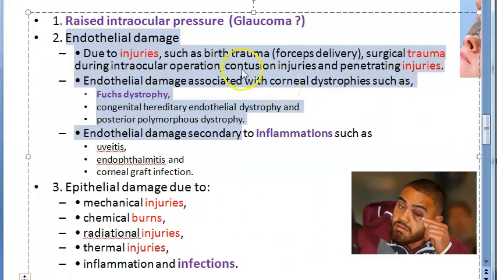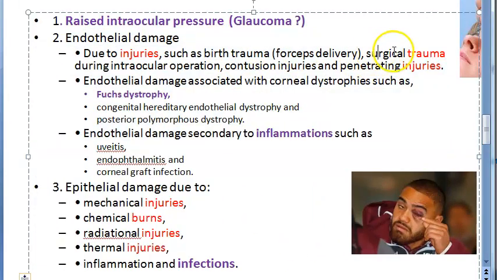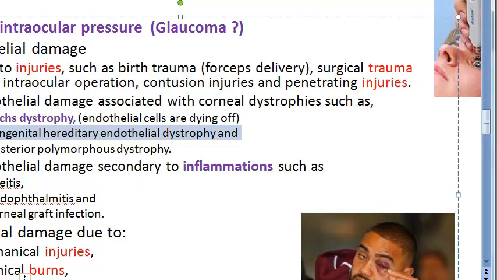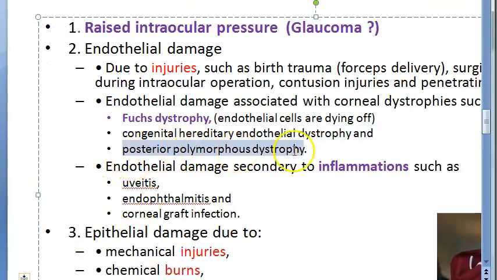Now let us look at endothelial damage. So here they are saying some birth trauma, forceps delivery, surgical trauma during an intraocular operation, they are damaging the endothelium. Contusion injury, some kind of a trauma there. Penetrating injury, so somebody has hurt their eye, they have damaged their endothelium. Then Fuchs dystrophy, what is this? So here what they are saying is the endothelial cells are dying off. Then congenital hereditary endothelial dystrophy, something is affecting the endothelium. Posterior polymorphous dystrophy, all the dystrophies you can mention, okay.